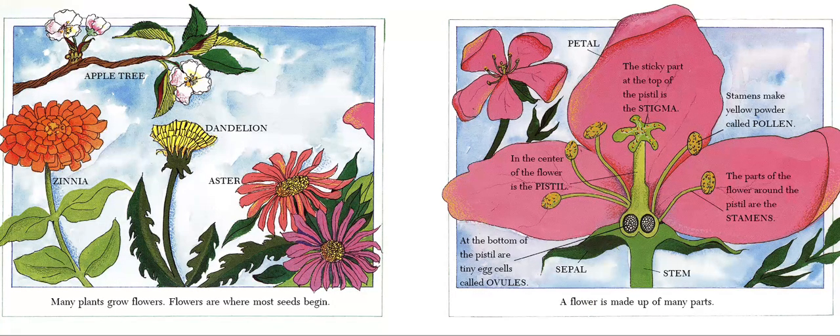A flower is made up of many parts. Petal. In the center of the flower is the pistil. At the bottom of the pistil are tiny egg cells called ovules. The sticky part at the top of the pistil is the stigma. The parts of the flower around the pistil are the stamens. Stamens make yellow powder called pollen. Sepal, stem.